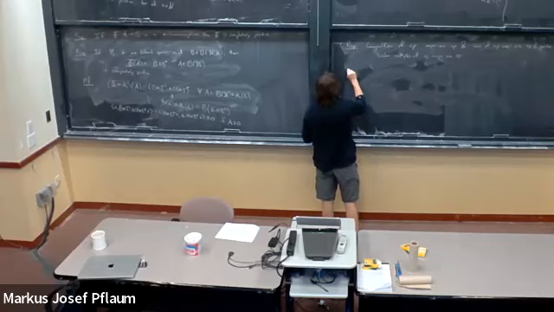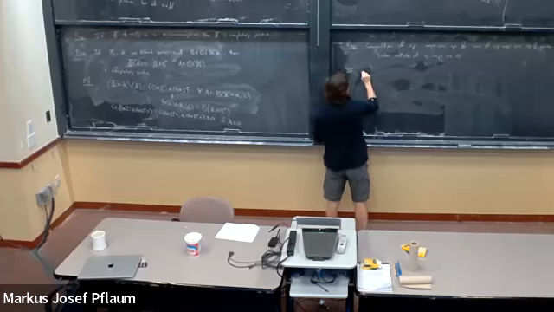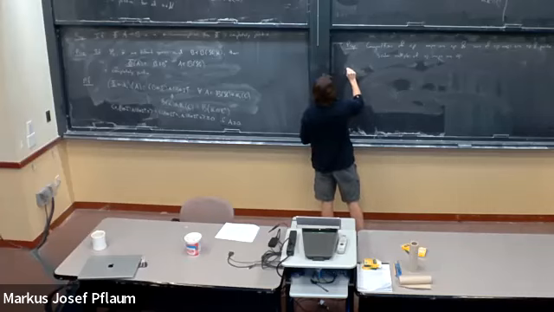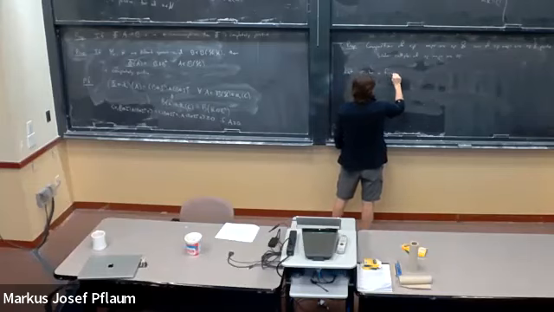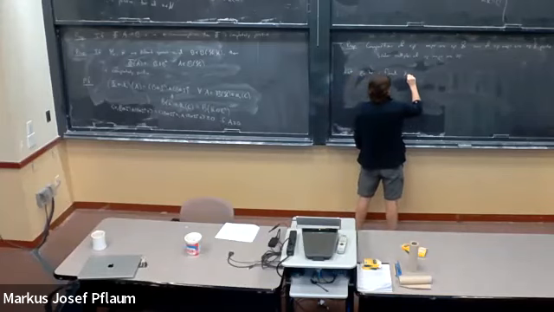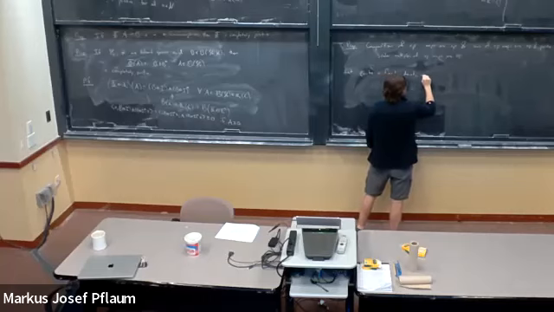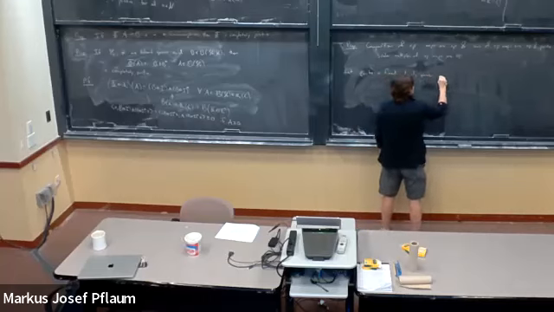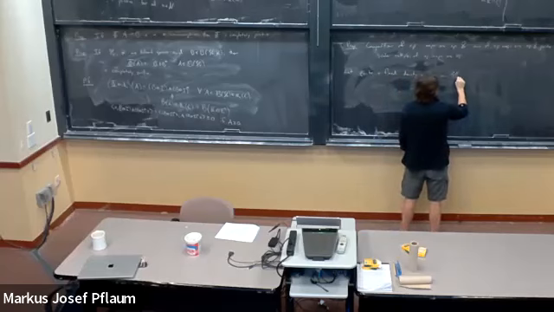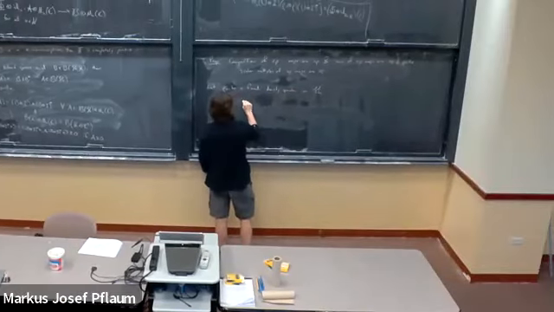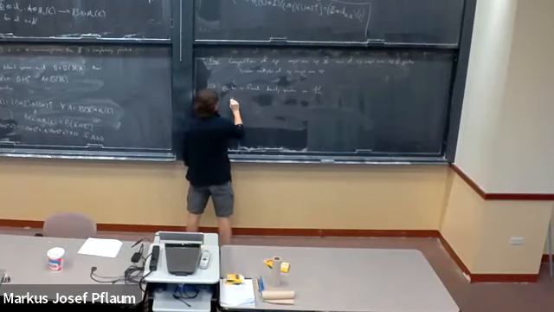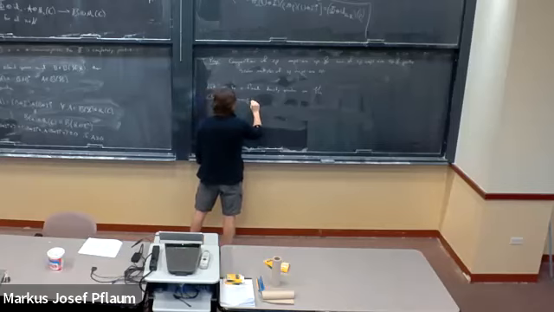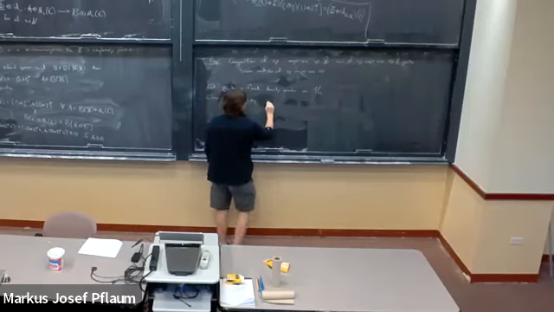So, let rho naught be a fixed density operator on H0. Then I claim that the map rho 1 going to rho naught tensor rho 1 is CP.